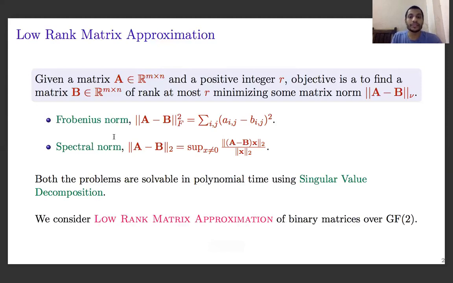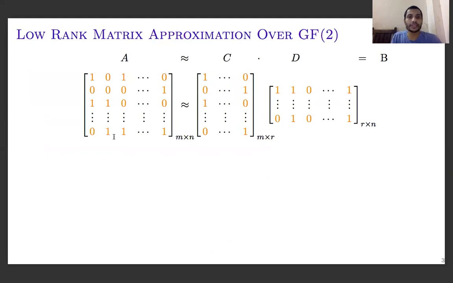And we consider low rank matrix approximation of binary matrices over the field GF2, the Galois field of 2. So what is low rank matrix approximation over GF2? Here the input is a matrix A, which is a binary matrix of order m times n. And the objective is to find a rank r matrix B such that some matrix norm of A minus B is minimized. So when B has rank r, it can be written as C times D, where C is of order m times r and D is of order r times n.